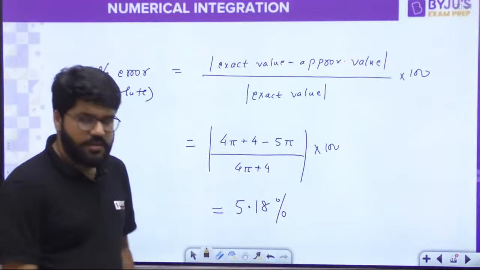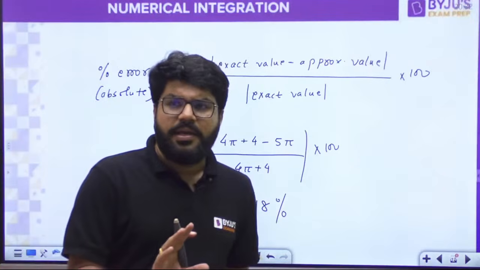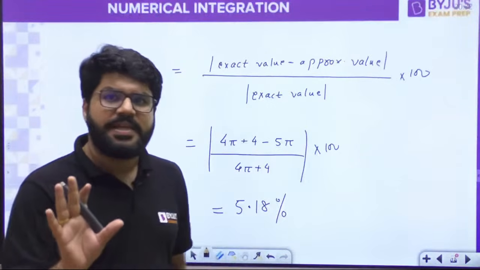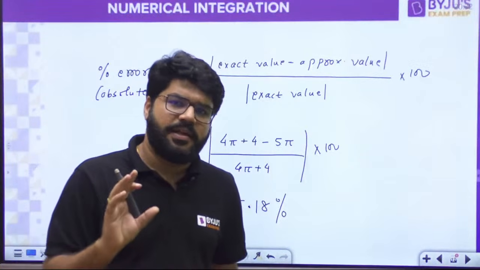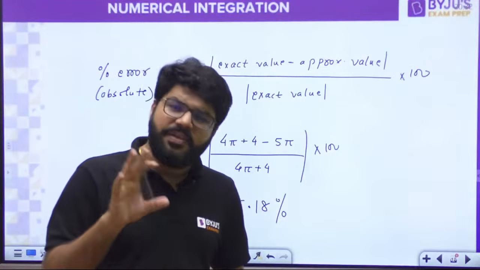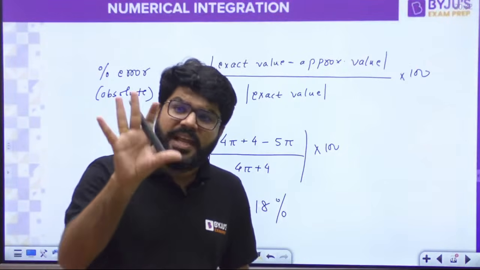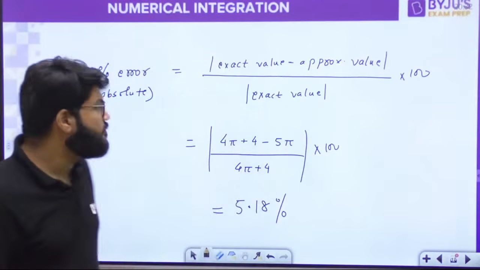5.18% is the error. Although it's not a very big error, 5%, but why is it still 5%? The error using trapezoidal is even much lower. But why is it 5%? यहाँ पे 5% भी क्यों आया? I will tell you the reason for this.